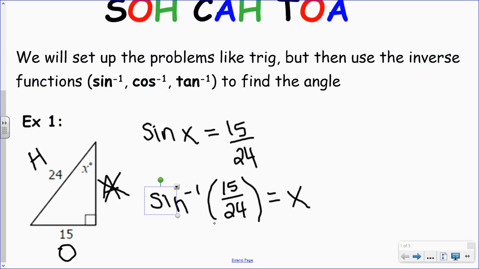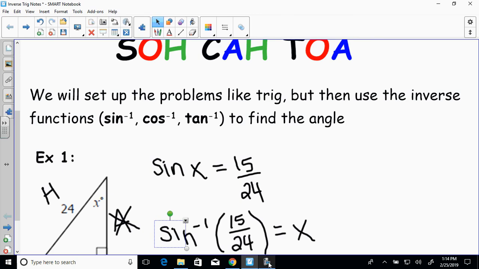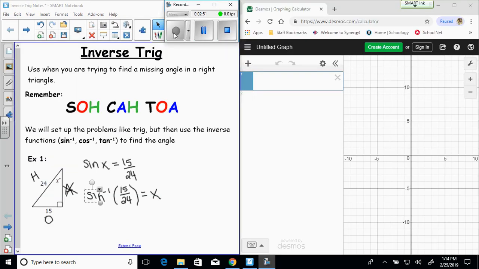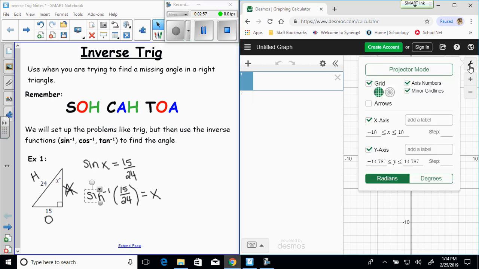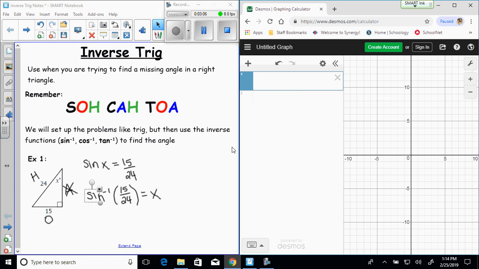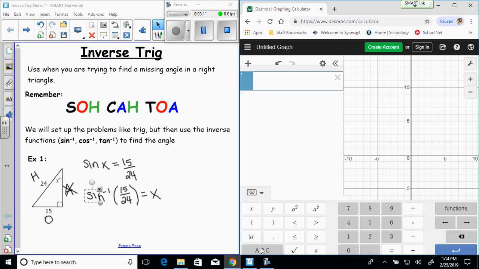And so now we're just going to put all of this into the calculator, the sine to the negative first, and then parentheses 15 over 24, and we're going to figure out what the angle is. Okay, so let's go to Desmos. So open up Desmos on your split screen so you have that. Alright, so now that we have Desmos open, remember we have to put this in degree mode. So make sure you've done that. So remember, hit that little wrench, hit degree mode. Now we're good. So now we just want to type in sine to the negative first, and then parentheses 15 over 24.